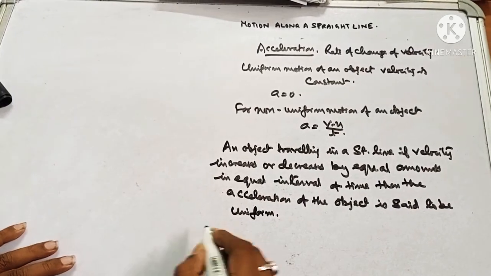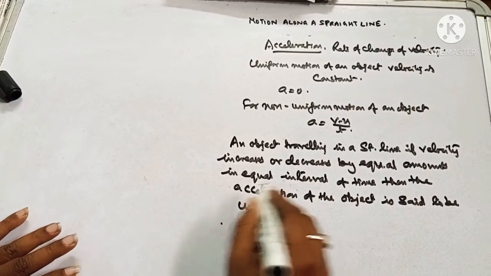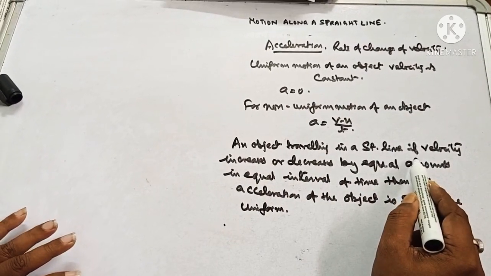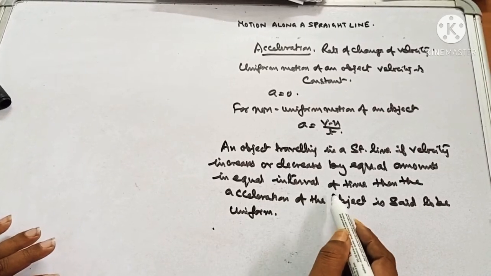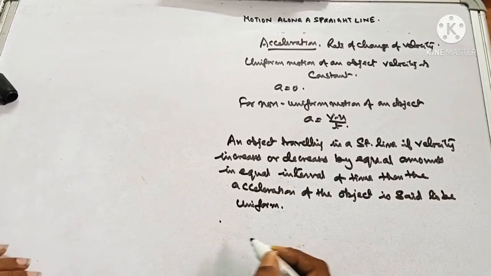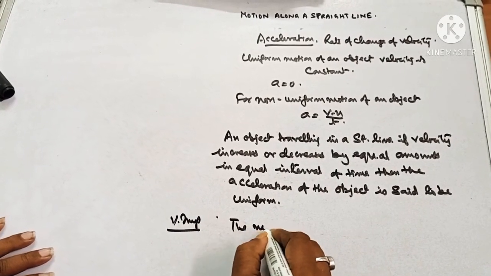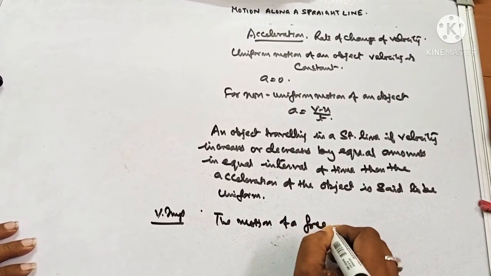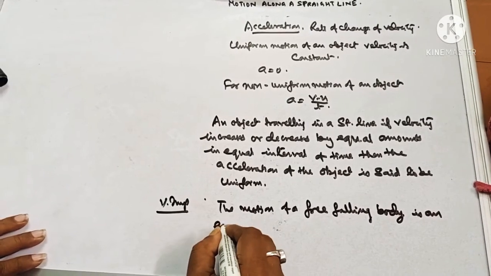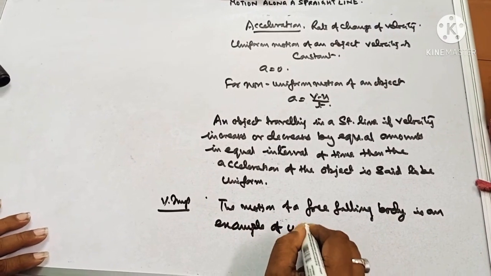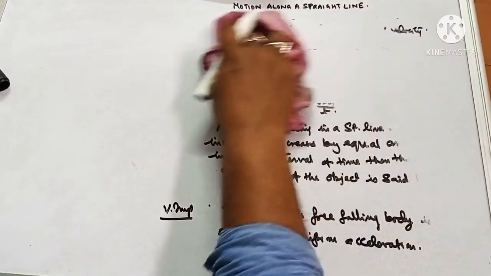And non-uniform: the motion must be in a straight line. An object traveling in a straight line, if velocity increases or decreases by unequal amounts in equal intervals of time, then the acceleration of the object is said to be non-uniform. That is the definition. Very important is the motion of a free falling body. Motion of a free falling body is an example of uniform acceleration.